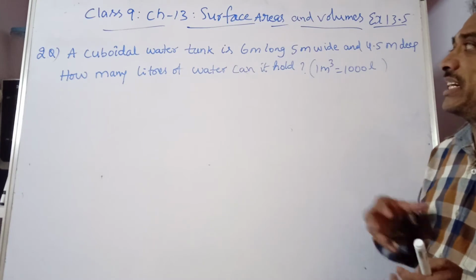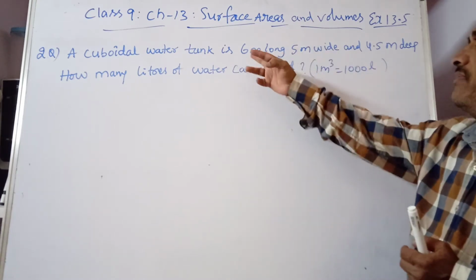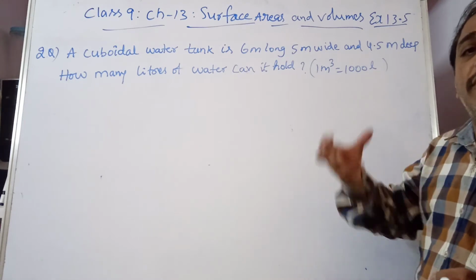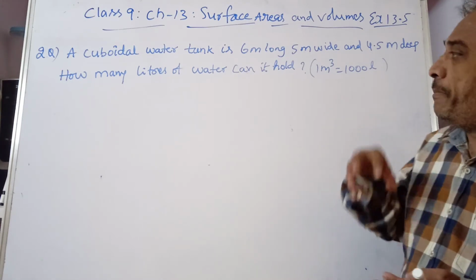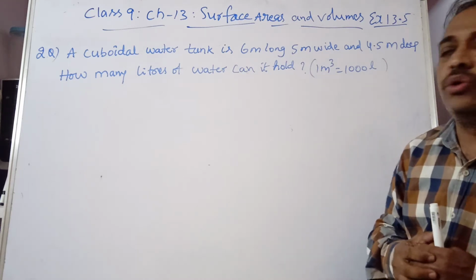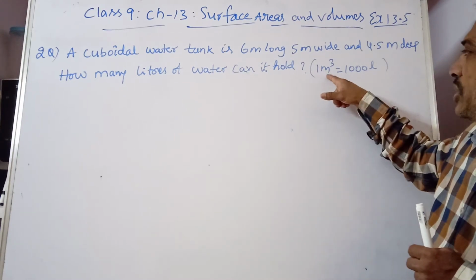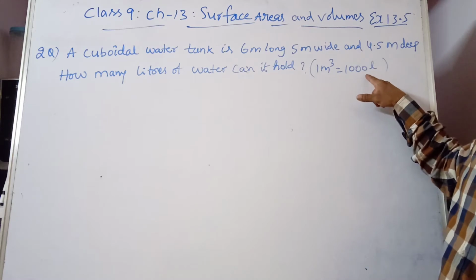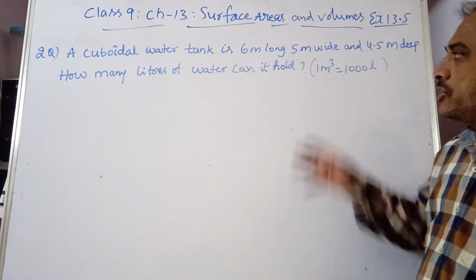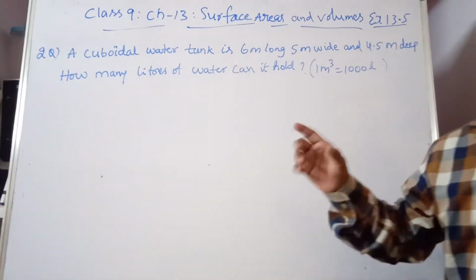A cuboidal water tank is there. The measures are given: length, breadth and height. How many liters? So first we will find the volume in cubic meters, because all the units are in meters. That will be converted into liters. Volume of 1 meter cube is equal to how many liters? 1000 liters. 1 meter cube is equal to 1000 liters. So first we need to find out its volume.